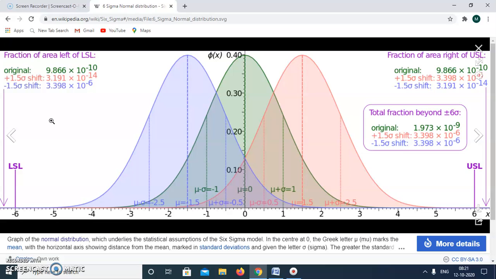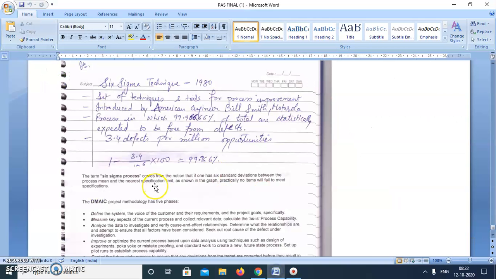So we see that if we take the lower specification limit and upper specification limit of the product to be minus 6 sigma and plus 6 sigma, and assuming 1.5 sigma shift in the mean, we'll take the value of alpha from the table of normal distribution at 4.5 sigma, which is 99.999. So with this calculation we get this number, which is 3.4 defects per million, which is basically practically no items will fail to meet specification.